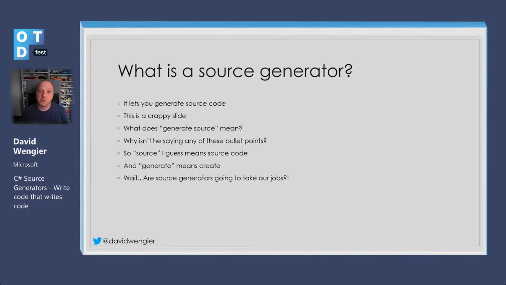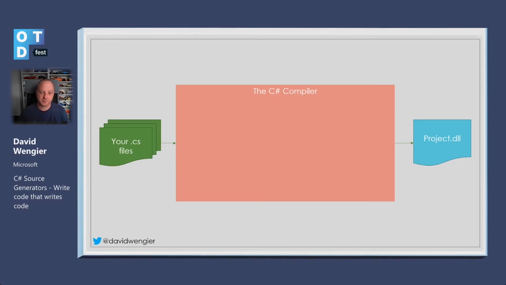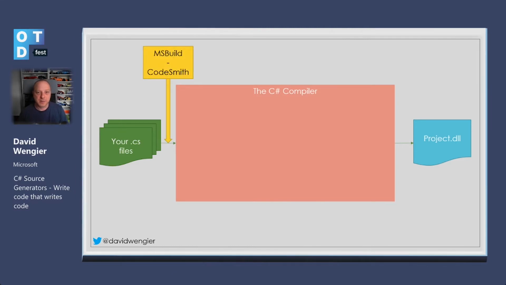What's new though is the specific C#9 option that's available. This is a very high level view, obviously, of what goes on when you write code. You have your C# files, they go into the C# compiler, and at the other end comes the DLL. Code generation, in general, can fit into this process in a number of spots. There's a bunch of options, MSBuild, CodeSmith, these are just two examples, that run before the compiler.